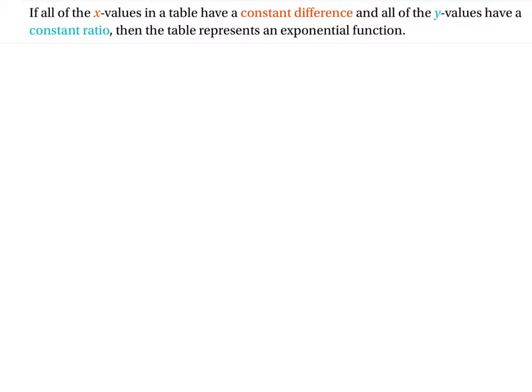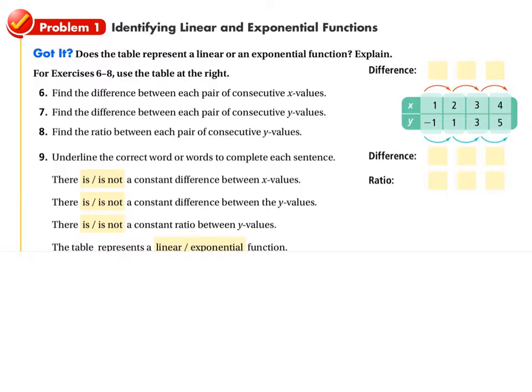If all the x values in a table have a constant difference, and all the y values have a constant ratio, then the table represents an exponential function. Looking at the table to the right, find the difference between the consecutive x values. In each case, we are adding 1. When we look at the y values, in each case, we're adding 2. So the ratio, there's really not a ratio because it'd have to be one over the other. The ratio is just a 1.